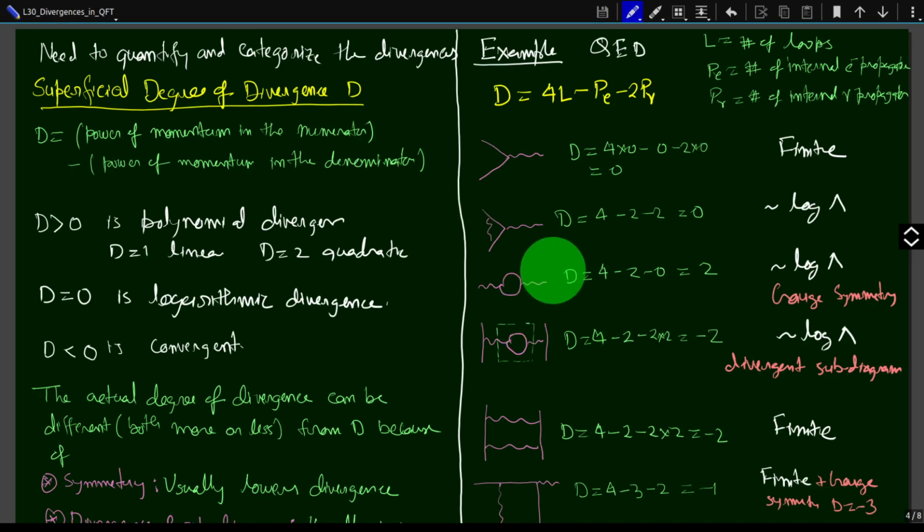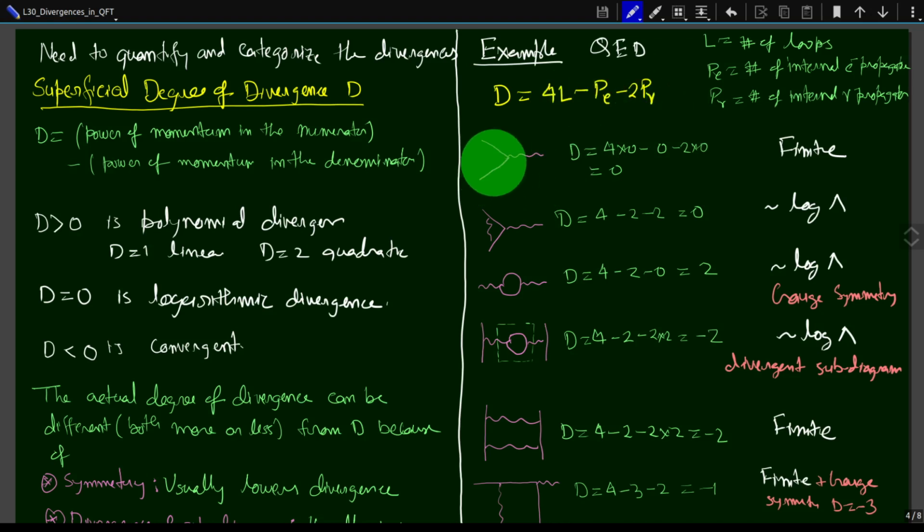So let's quickly have a look at an example. We'll take QED. L is the number of loops, P is the number of internal electron propagators, and P gamma is the number of internal photon propagators. So what is the degree of divergence? D is the power of momentum in the numerator, that is 4 times the number of loops. In D dimensions it will be D times the number of loops, so in 4 dimensions it is 4L, minus, for each fermion propagator I get 1 by the momentum, and for each photon propagator I get 1 by momentum squared. So this is my formula.